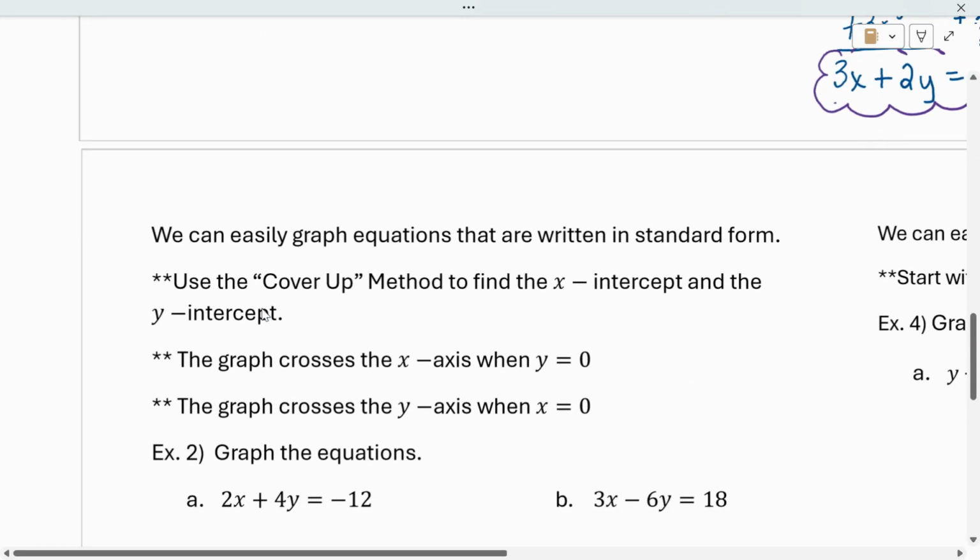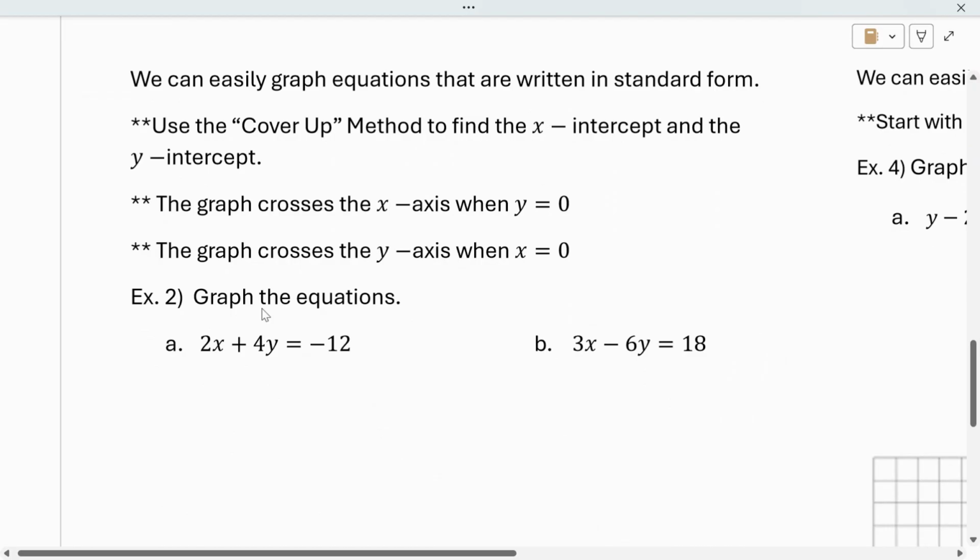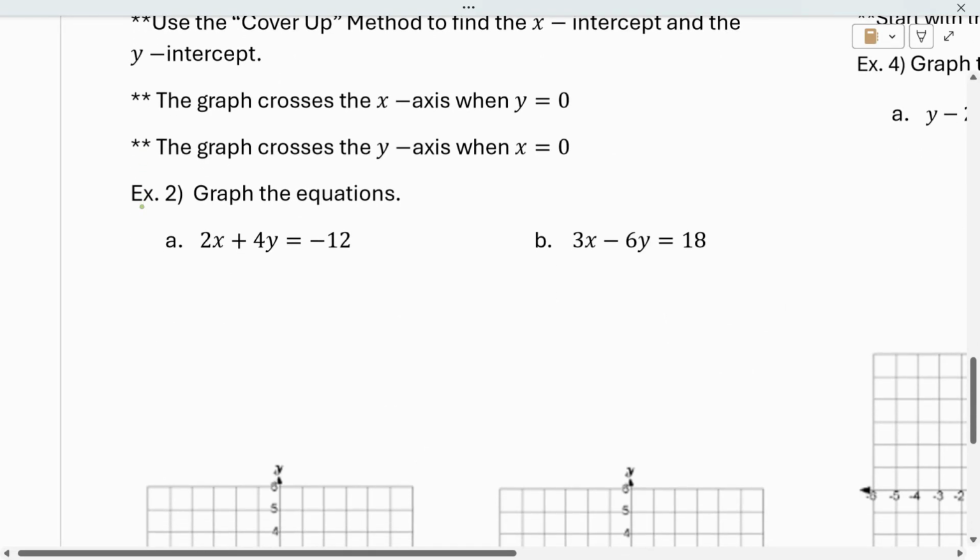Good? Okay. All right. So we can actually graph an equation using standard form. I call it the cover-up method. You find the x-intercept and the y-intercept. So remember, the graph crosses the x-axis when y equals 0, and the graph crosses the y-axis when x equals 0. So if we're going to graph these two equations, we want to find the x-intercept first.